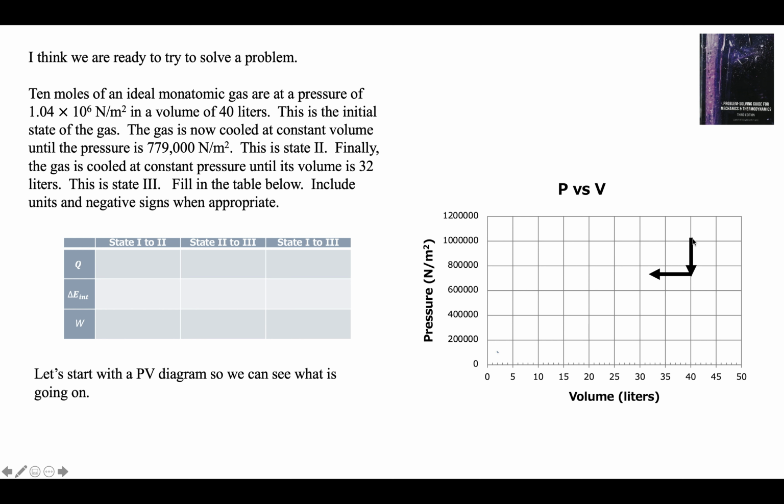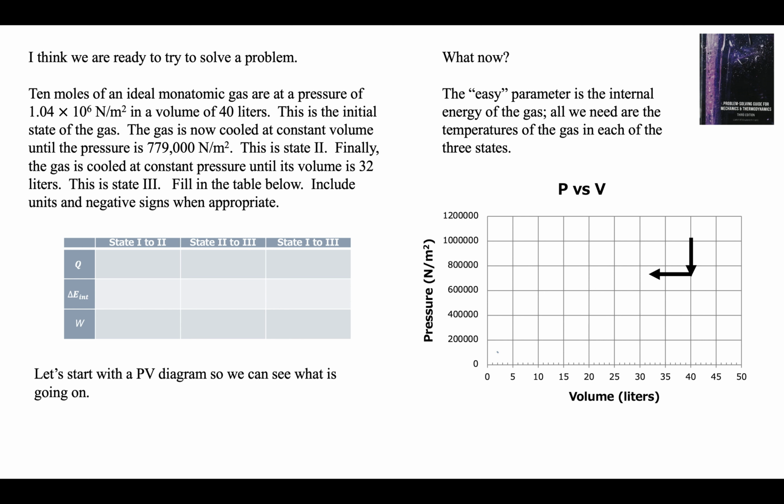Cooled at constant volume. There it goes straight down until it's 779. Right here. Then it's cooled at constant pressure. The pressure doesn't change until it gets to 32. That's right here. What now?